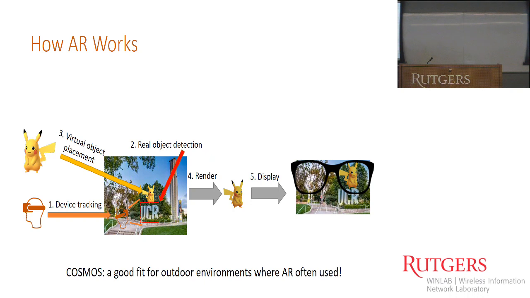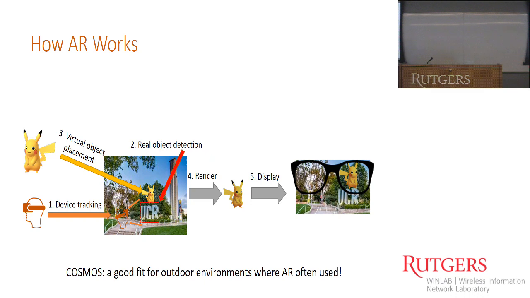So yeah, related to VR, VR has all these components as well, but VR probably is a little more heavy on the rendering part, because you have to render the entire scene. But with AR, you just mostly have to render the virtual object that you're placing, like the Pikachu here. So that's my little overview of the different components of AR.